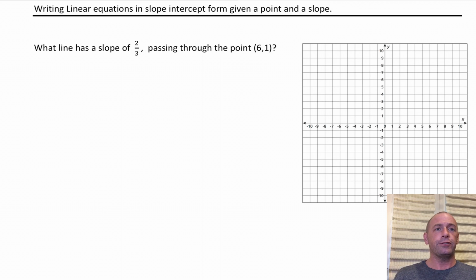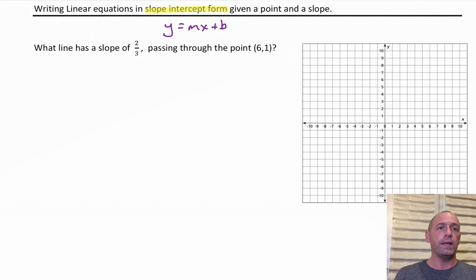Hey, it's Mr. Redstone, and in this video we're going to be writing linear equations in slope-intercept form when we're given a point and a slope. First, a bit of vocabulary. Slope-intercept form is y equals mx plus b. It tells the reader the slope and the y-intercept of your line.